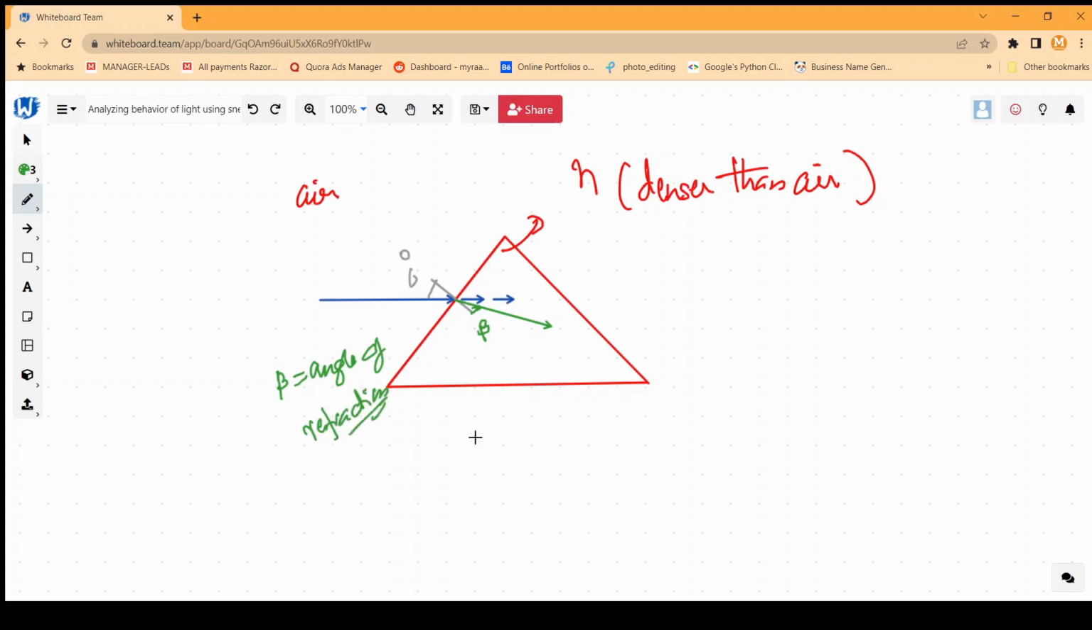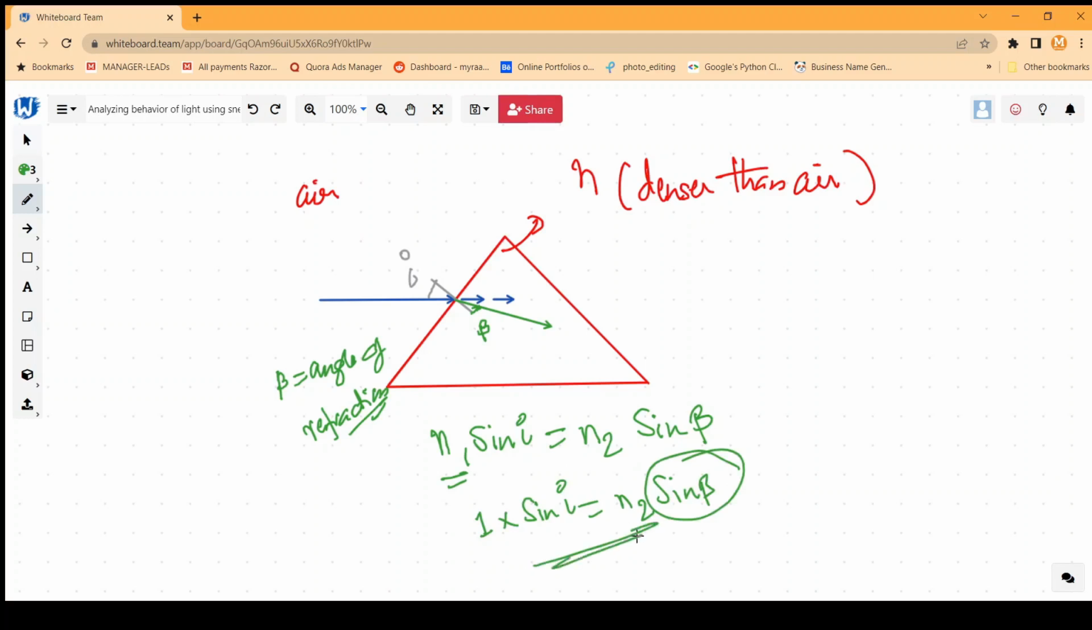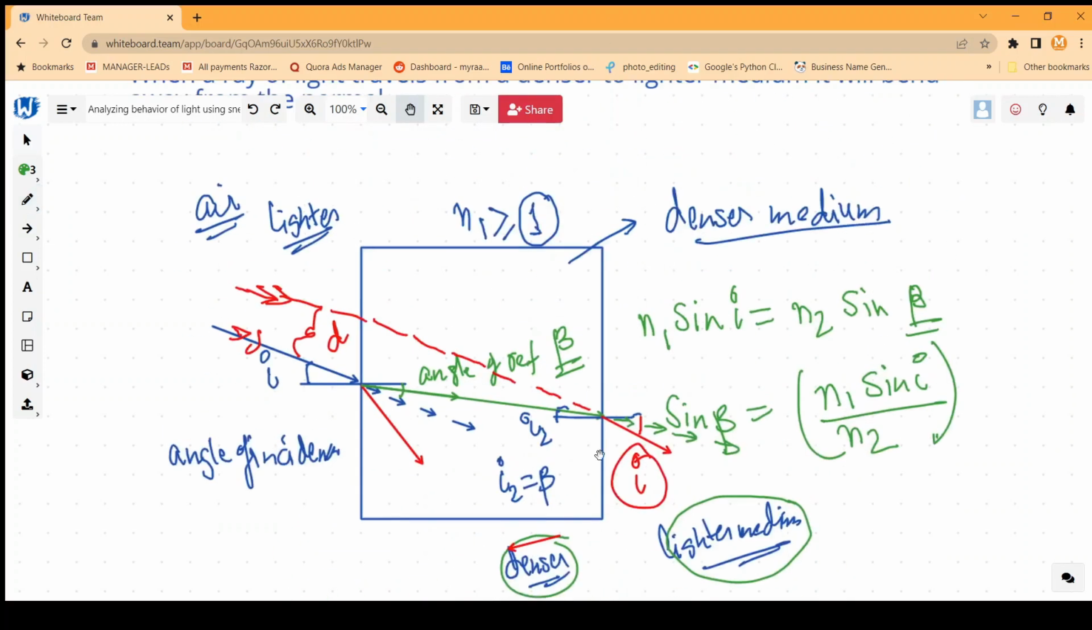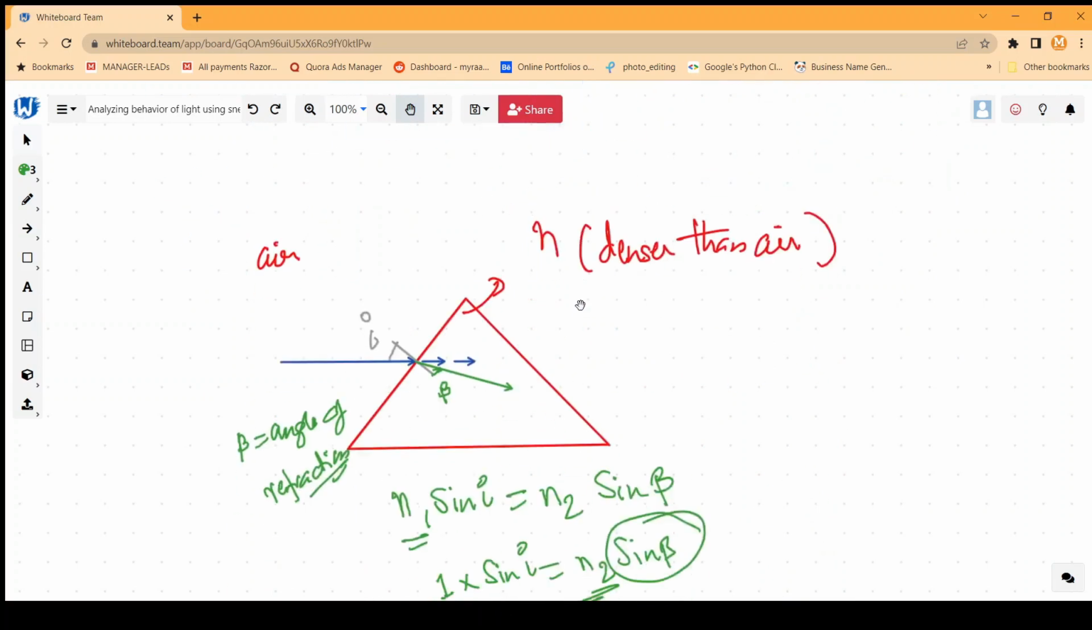and we can compute that using Snell's law. N1 sine I is going to be N2 sine beta. We know that N1 is in the air, so this is 1. So 1 into sine I is going to be N2 sine beta, and we can simply compute beta from this equation. That's very simple. So as you can see, it doesn't matter whether it is a prism or a block of glass, Snell's law is always going to work, right?